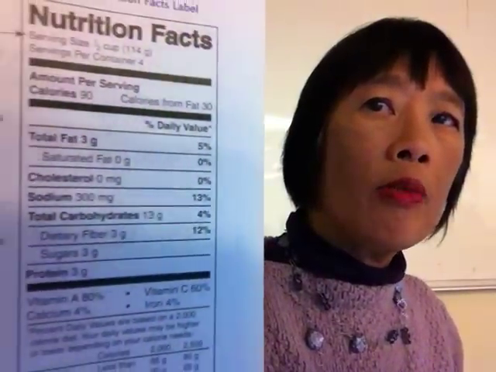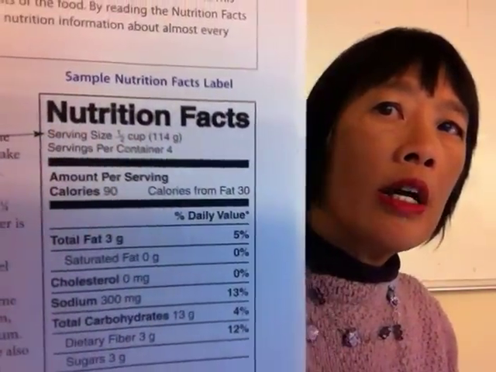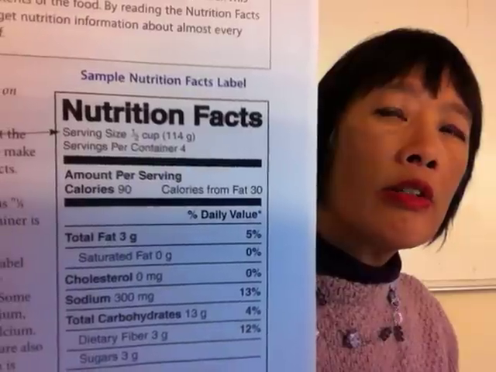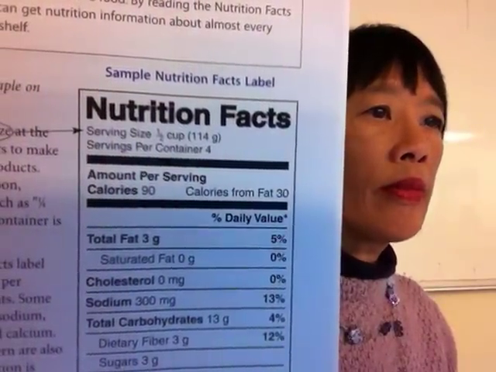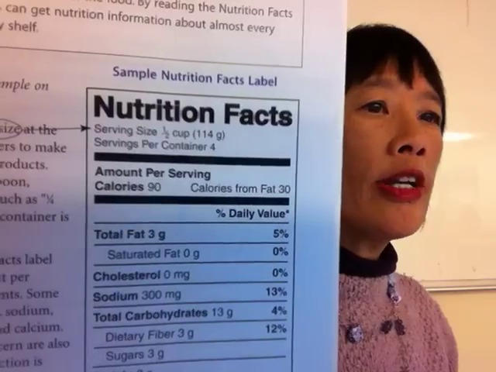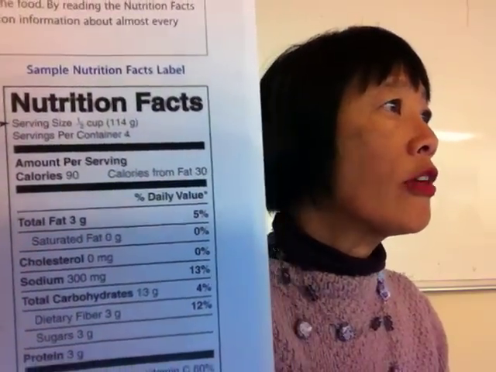All right, so when we look at the nutrition facts label, we can answer this question by looking right at the top under the nutrition facts line. So what's the answer? There are 4 servings per container. Right, there are 4 servings per container. Can I hear you say that? There are 4 servings per container.